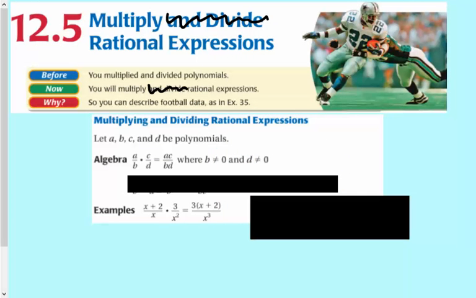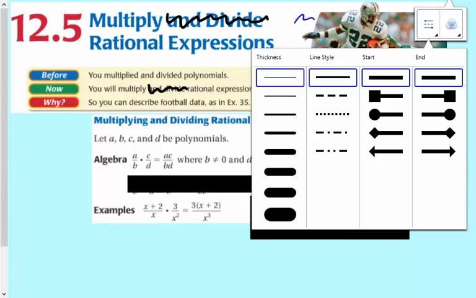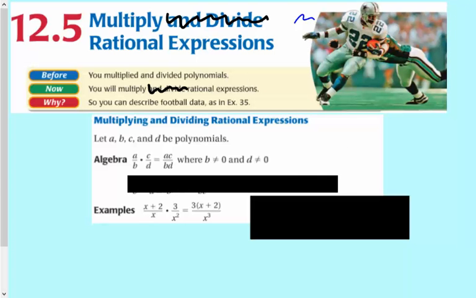Okay, multiplying and dividing rational expressions. Today what we're going to do is just focus on multiplying, and then basically it's a 2-day lesson. Dividing is identical to multiplying. You just multiply by a reciprocal. So I'm just going to split it into 2 days, give you guys a little extra time to process this. When you're multiplying fractions, you just multiply the numerators, multiply the denominators.